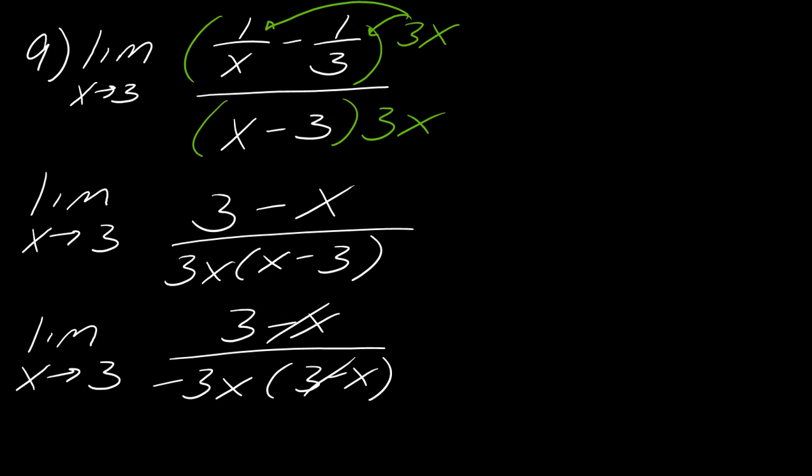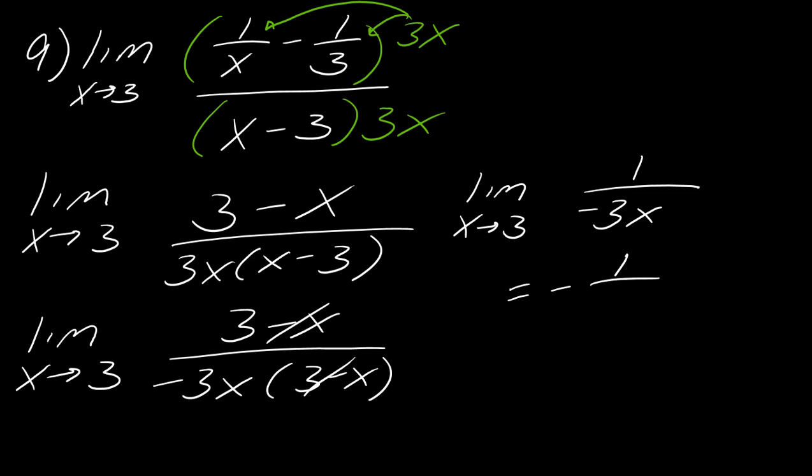So now I am left with the limit as x approaches 3 of 1 over -3x, and now I get to just plug in that 3, so this becomes -1 over 3 times 3, so this is -1 over 9.